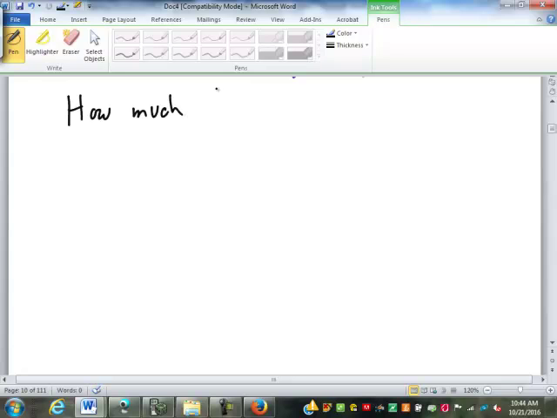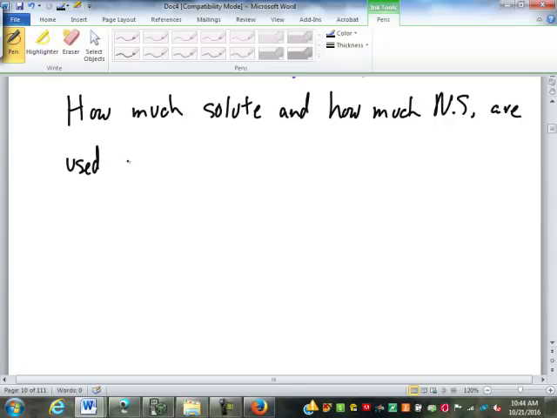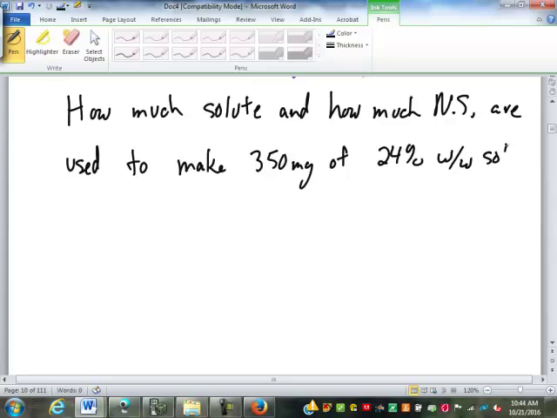So let's ask how much solute, how much powder, and how much water are used to make 350 milligrams of 24% weight in weight solution.